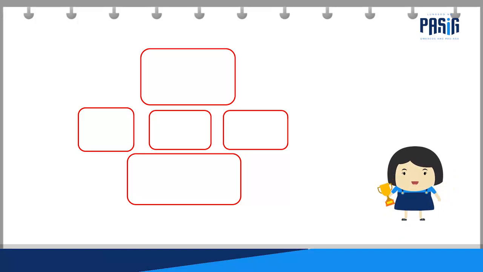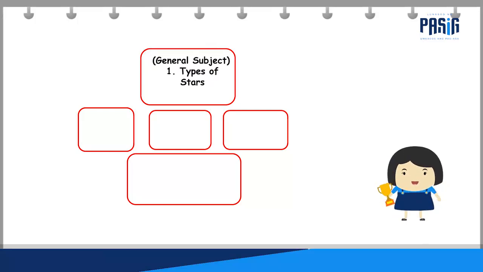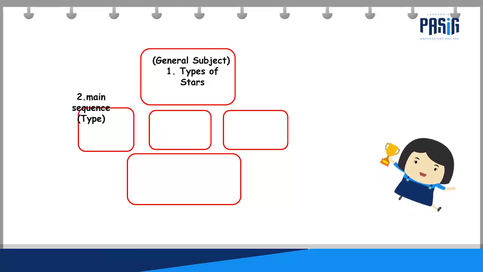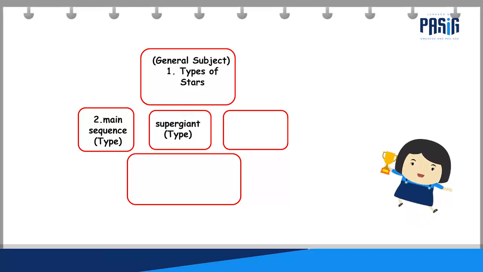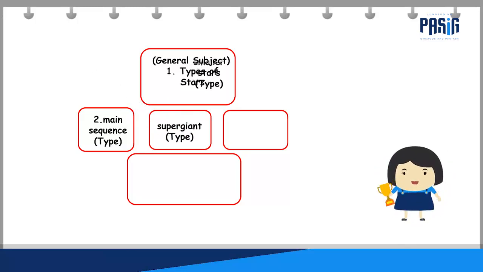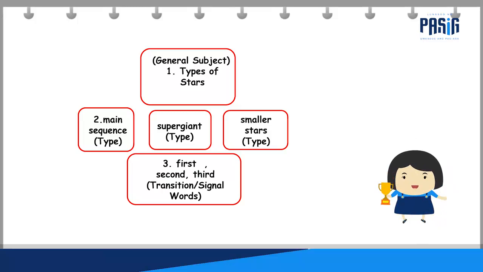Let's see how an organizer shows the structure of the paragraph. Number 1, types of stars. Number 2, main sequence, supergiant, smaller stars. Number 3, first, second, third.